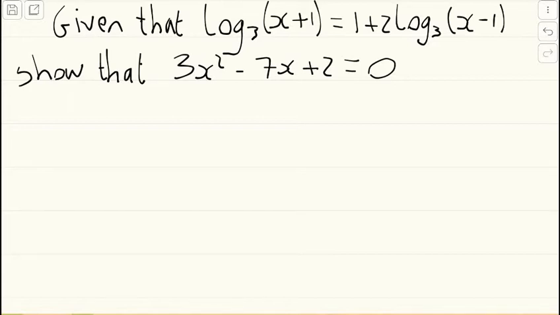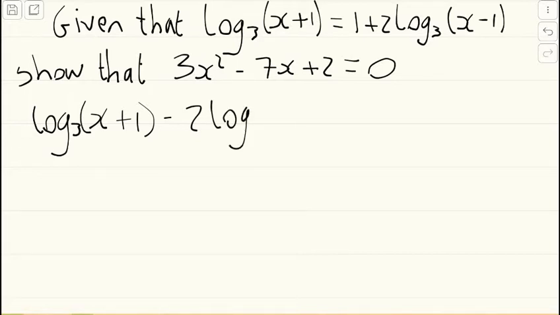So again, we approach it no differently to how we've done before. What we're going to do is get everything with logs on one side and everything without logs on the other. So I'm going to subtract 2 log to the base 3 of x minus 1 from both sides, giving me this. Log to the base 3 of x plus 1 minus 2 log to the base 3 of x minus 1 is equal to 1.